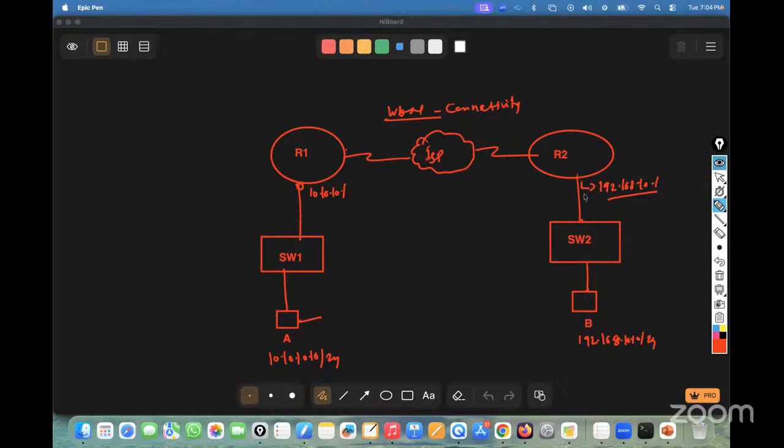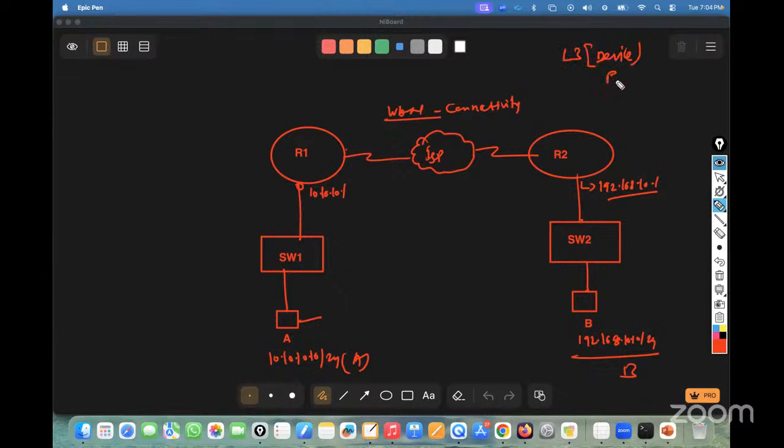And then this router is going to check the routing, because you are in one network. This is network B, this is network A. If you want to go from one network to another network, you cannot talk directly. You require a layer 3 device.